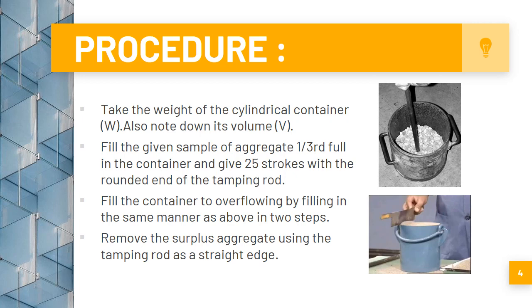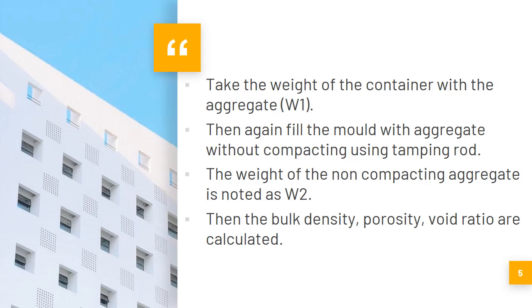The next step is to fill the container to overflowing by filling in the same manner as above in 2 steps. Now we must remove any surplus aggregate using the tamping rod as a straight edge as shown in the figure. Now we must take the weight of the container with the aggregate and note it as W1.